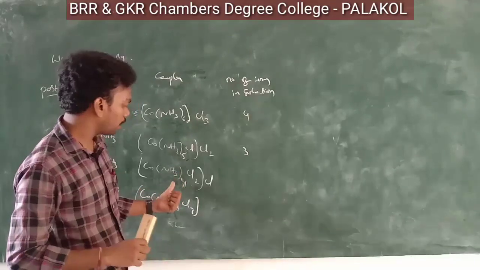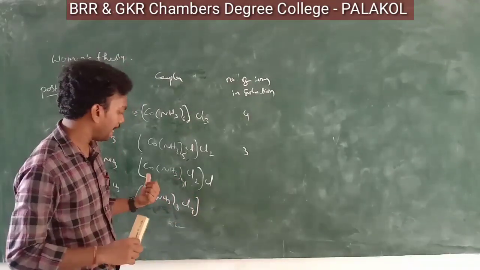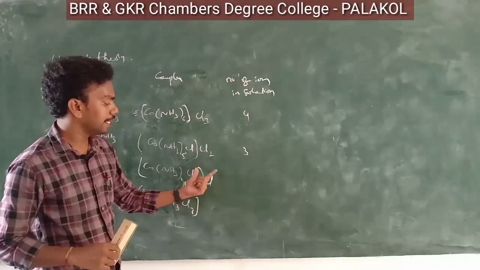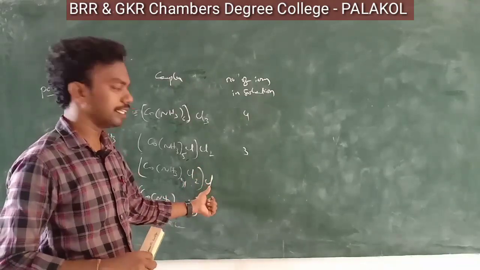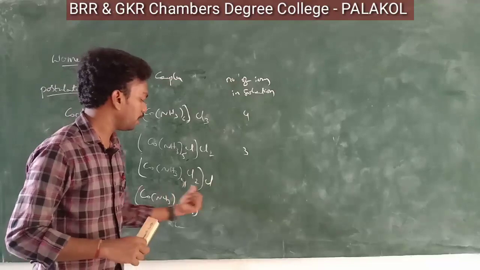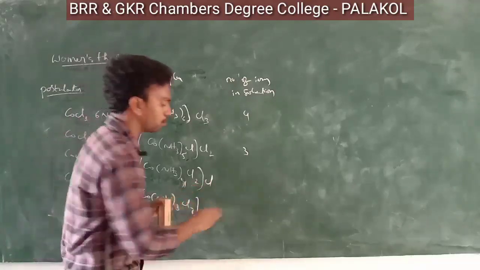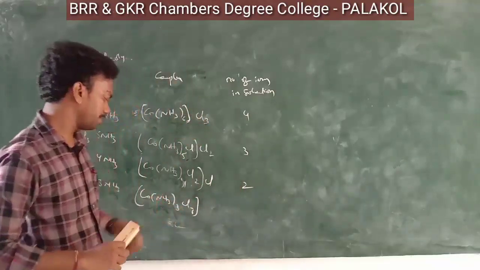Okay. Now coming to the third complex. This can be ionized as [Co(NH3)4Cl2] plus Cl minus. We have only 1 chloride in the ionization sphere. So 1 cation and 1 anion. So 2 ions.